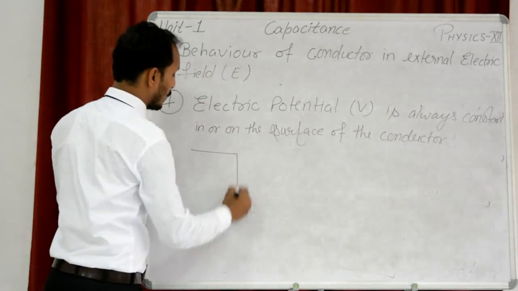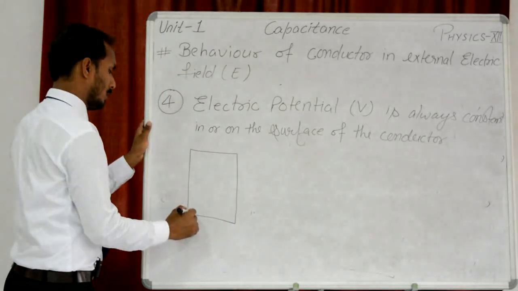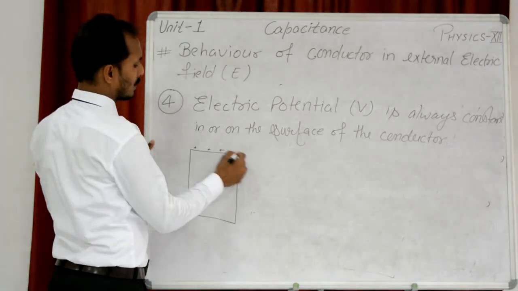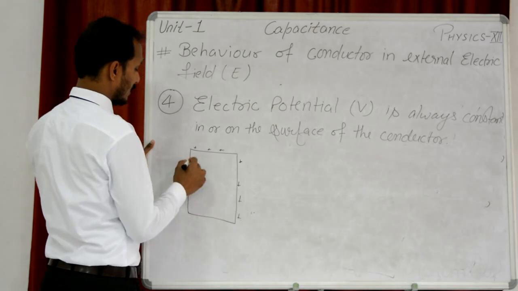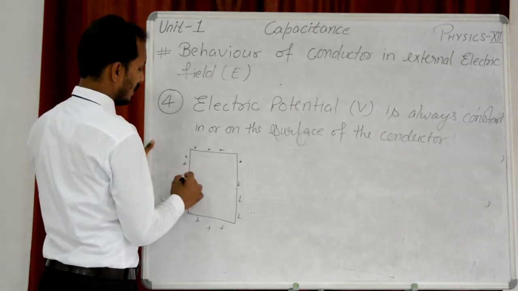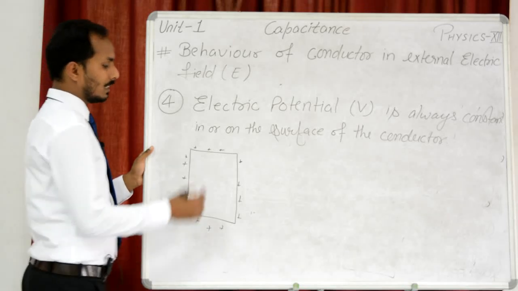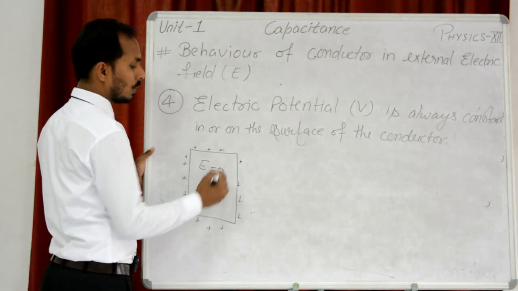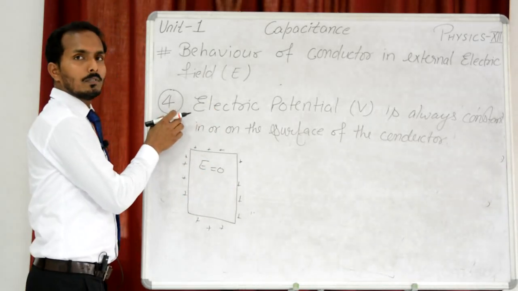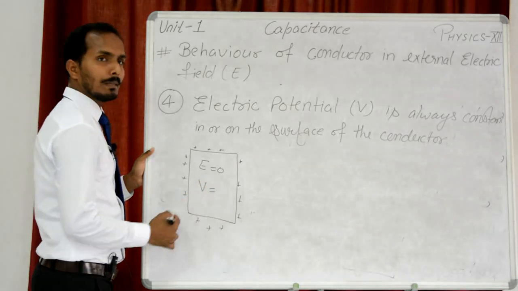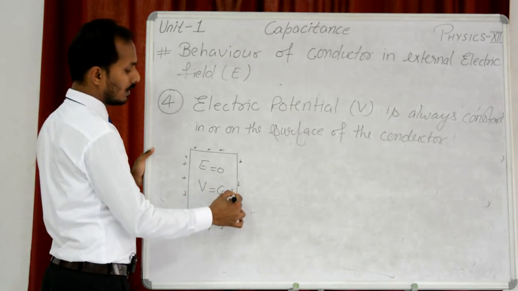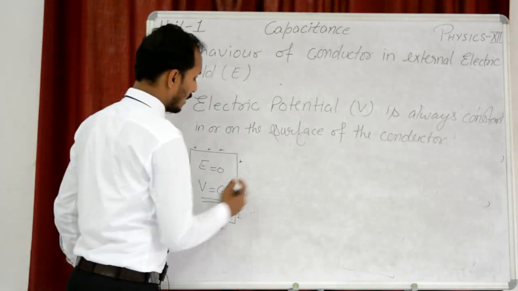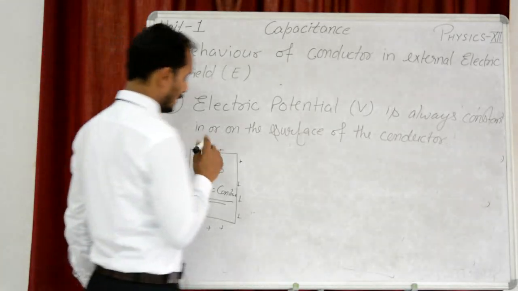What does it mean? It means suppose that you have a conductor, and suppose that it is a charged conductor. Then we know that inside the charged conductor, when you place it in an electric field, E is 0. But this fourth property says that the net electric potential is always constant inside or on the surface of the conductor. So how can I prove it? We can prove it by this.